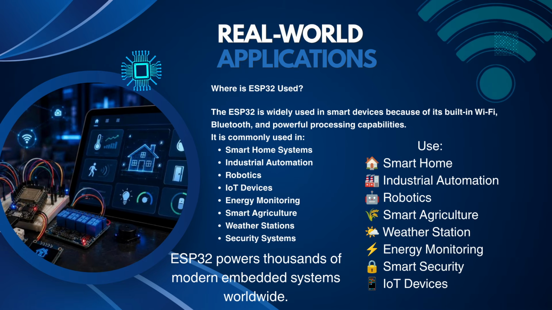The ESP32 has become one of the most popular microcontrollers because it combines powerful processing capabilities with built-in Wi-Fi and Bluetooth. This makes it an excellent platform for developing smart, connected devices across many industries. In smart homes, the ESP32 is used to control lighting systems, smart switches, door locks, security cameras, and home automation devices that can be monitored and controlled remotely.